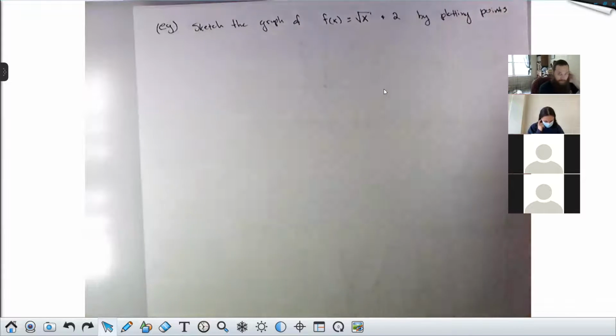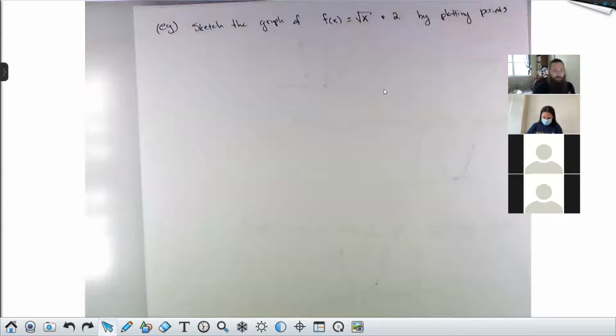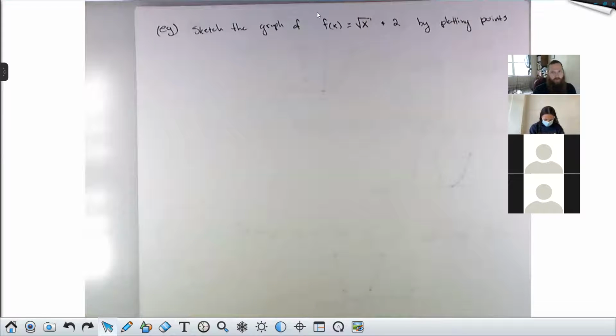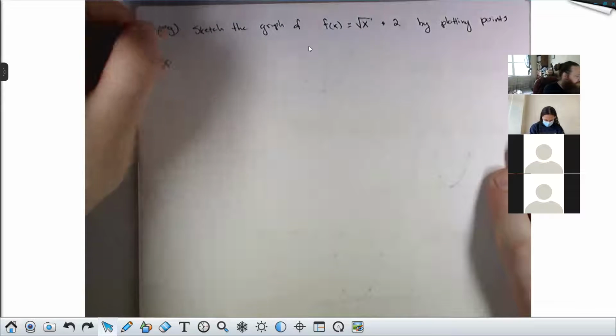All right, so we're going to start testing your familiarity with the parent function graphs here in just a little bit. But I want to start off this portion the same way we did last time. I'm going to give you some sort of transformed graph. We're going to sketch it by plotting points and then compare to the suspected parent function. So again, we're making a table.